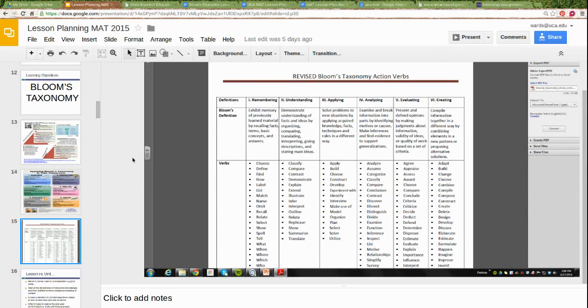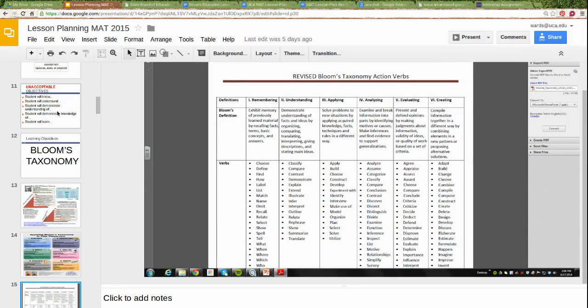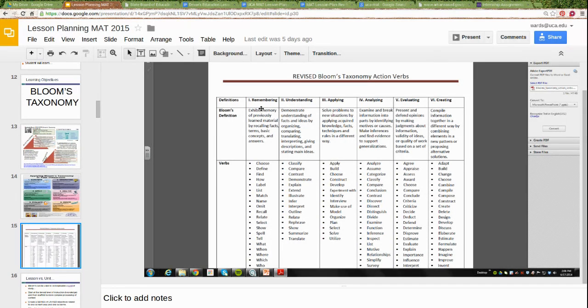And since we're talking about choosing verbs that are measurable, this little sheet is a good way to help you find the verbs that are measurable. I'll put this on Blackboard for you so that you can print all these things out. But again, from remembering up to creating, these are the verbs. I'll warn you, some of these verbs are not clearly measurable, but they do fit in each of the Bloom's categories.